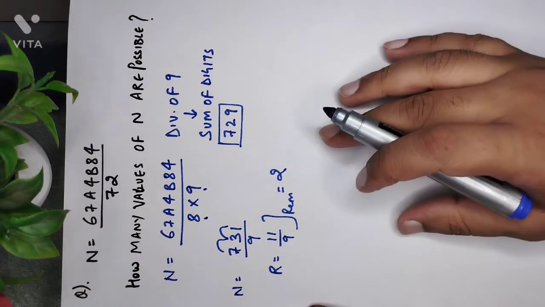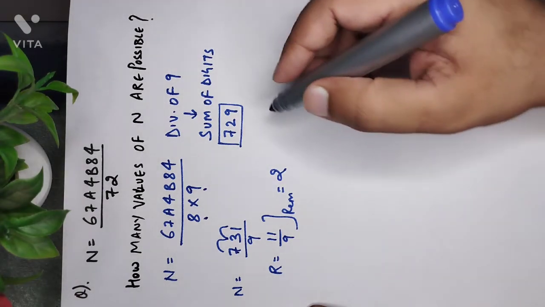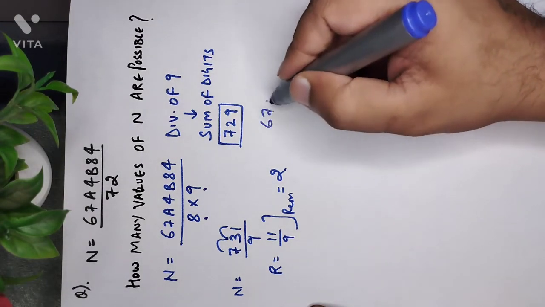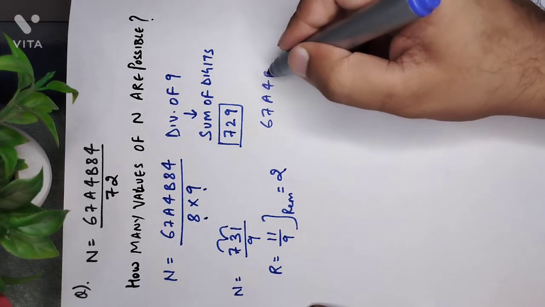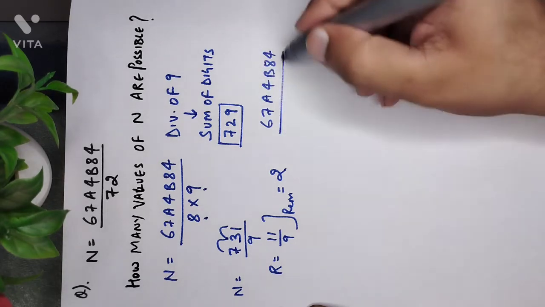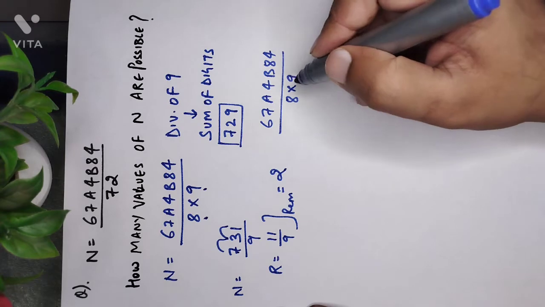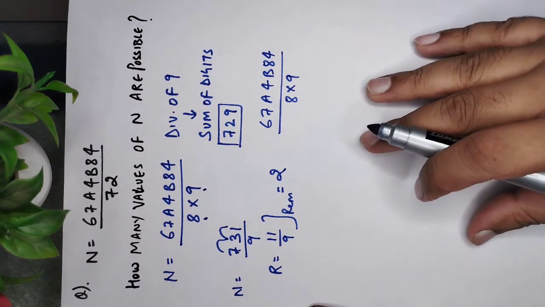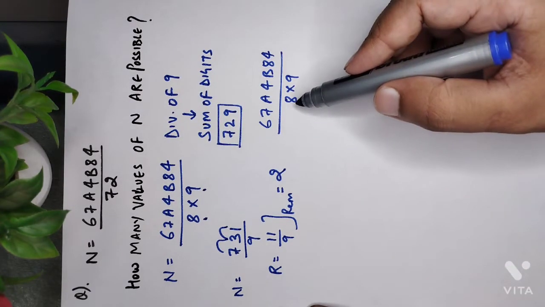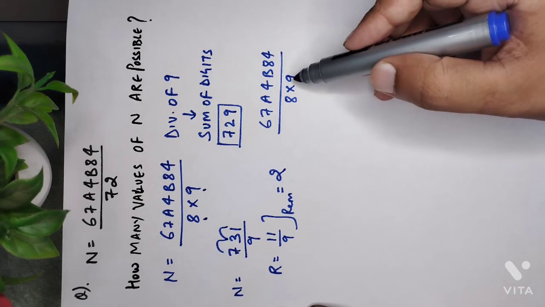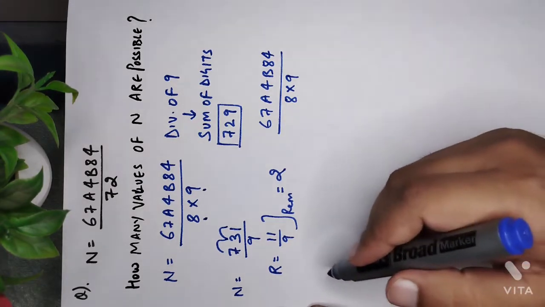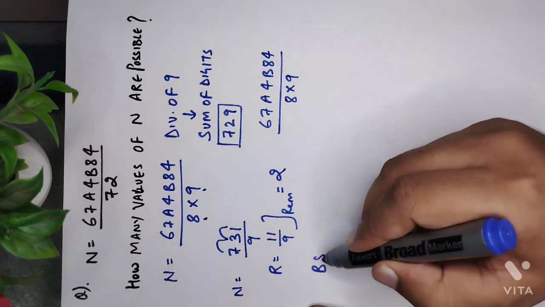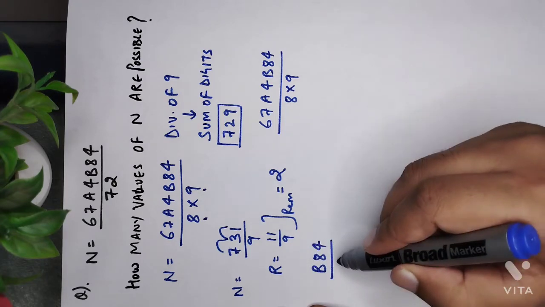So let us try to solve this question. The question is, now I have to check two divisibilities here. That is, this number should be divisible by 8 and this number should also be divisible by 9. For 8, the rule is the last 3 digits should be divisible by 8.